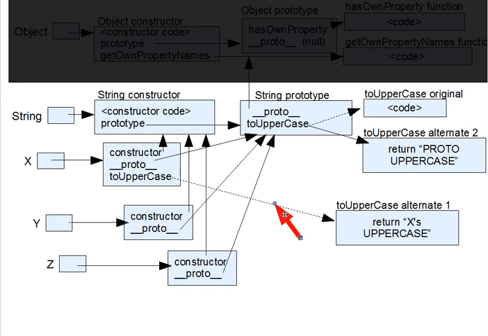and as shown by the dashed line arrow from x's target to the toUpperCase alternate 1 function, which shows the situation that was in effect from line 4 to line 8 of the code when we temporarily replaced x's toUpperCase function. But the prototype is still waiting there in the background, waiting to take over again if the object's property is deleted, as we saw on line 9.